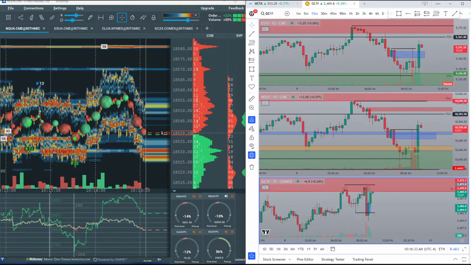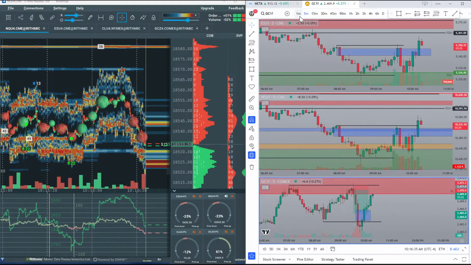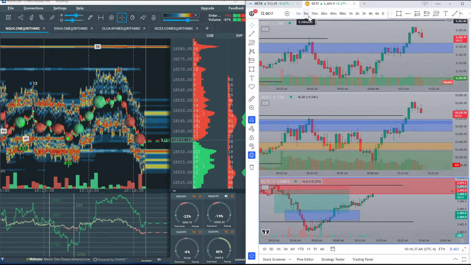We're rejecting in a 15-minute fair value gap right now. Sort of chopping around.